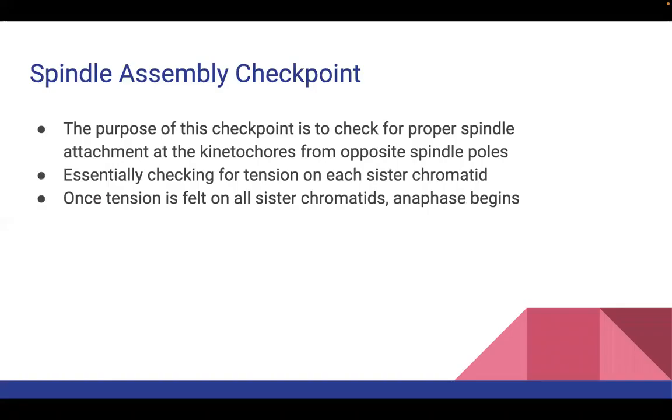So now the spindle assembly checkpoint. The purpose of this checkpoint is to check for proper spindle attachment at the kinetochores from opposite spindle poles. It's essentially checking for tension on each sister chromatid, and once tension is felt on all of them, anaphase will begin.